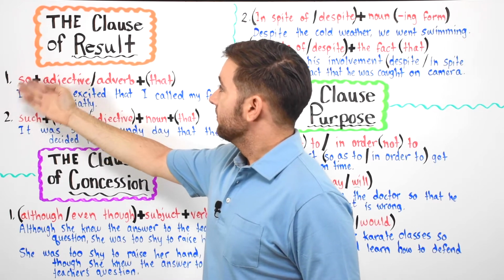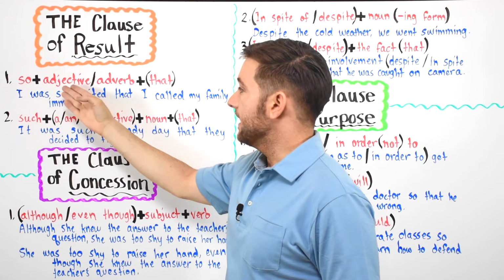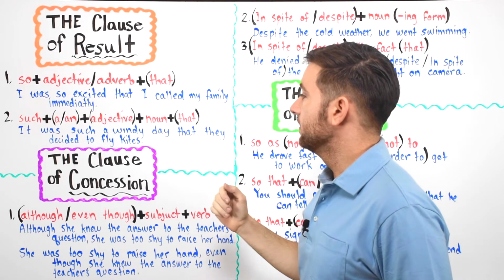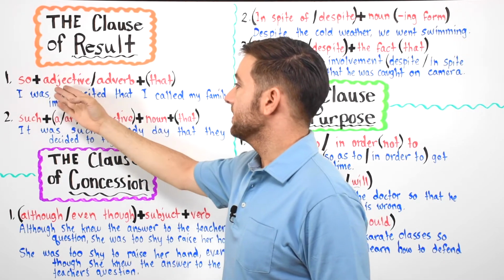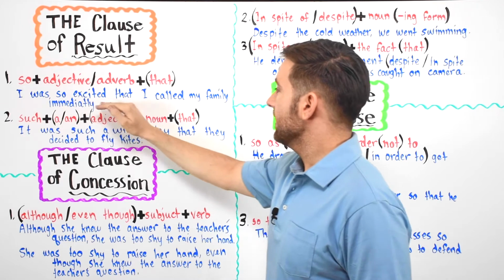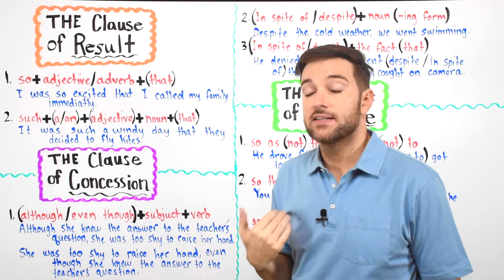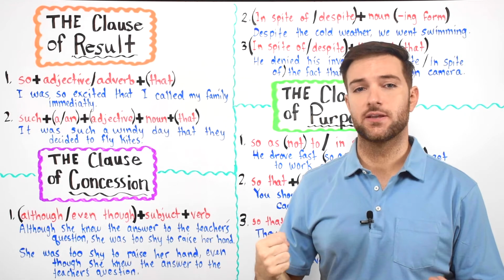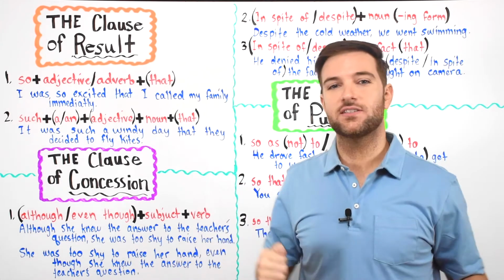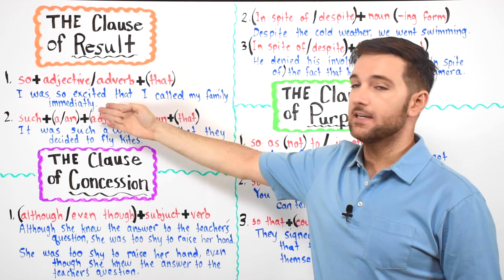This first formula for the clause of result is using the word so plus an adjective or an adverb, plus the word that. Again, so plus the adjective or adverb plus that. For example, I was so excited that I called my family immediately. Excited is when you are so happy about something. You feel good about something. You cannot wait. You're woohoo, you are excited. So I was so excited that I called my family immediately.